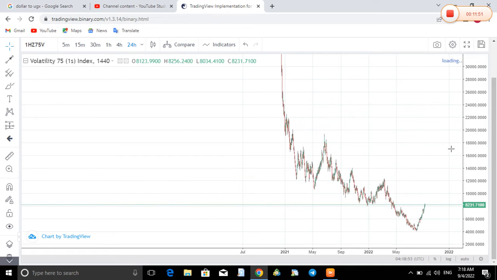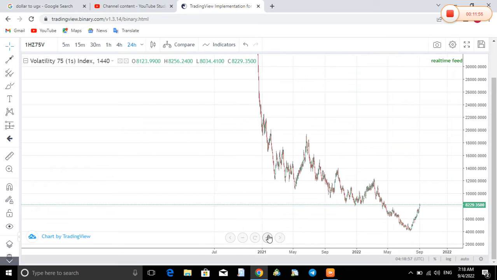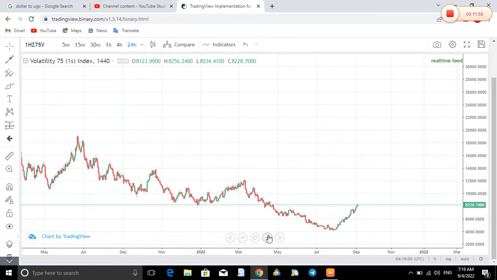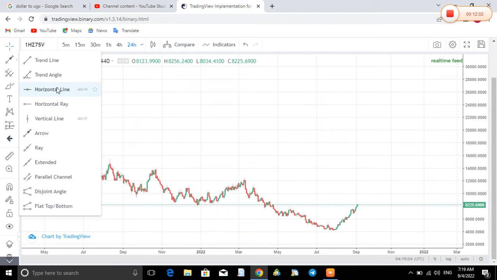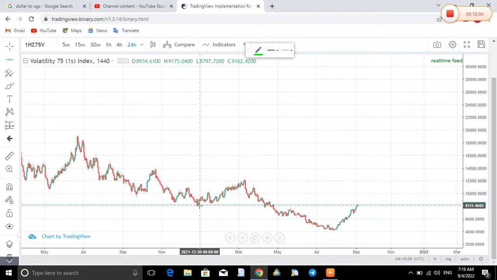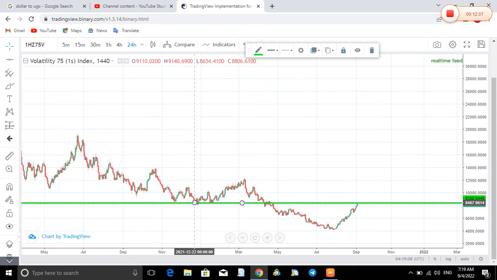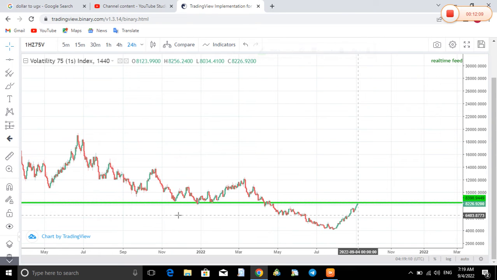Now this is our daily time frame for this particular pair. We are focusing on the Volatility 75 (1s) index. I'm not going to draw all the major market key levels, but I'm going to try to spot out the levels where this pair is currently playing around.